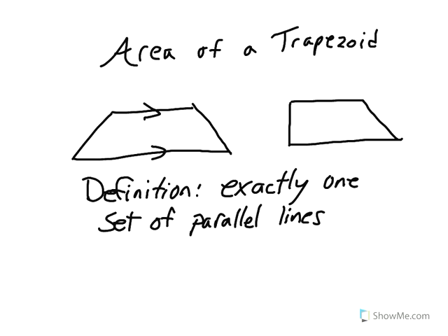So there's the parallel lines for the first figure. There's the parallel lines for the second figure. That's all you need to make a trapezoid. It's a quadrilateral with exactly one set of parallel lines. So now let's talk about the area. Please pause the video and copy these things into your notes.